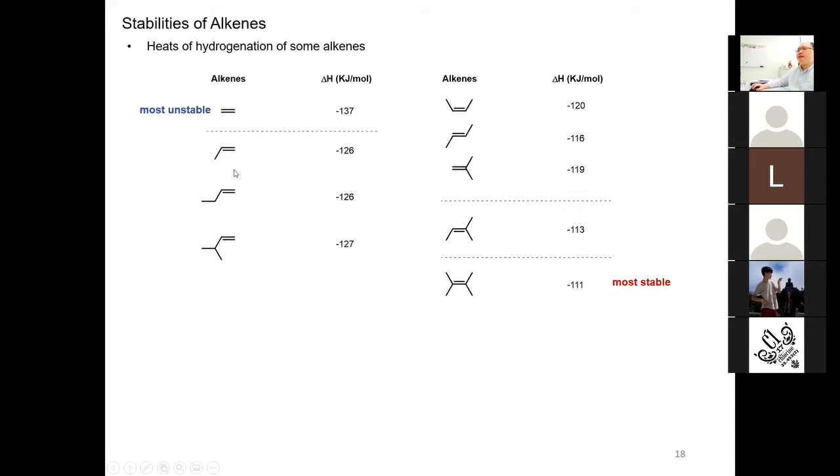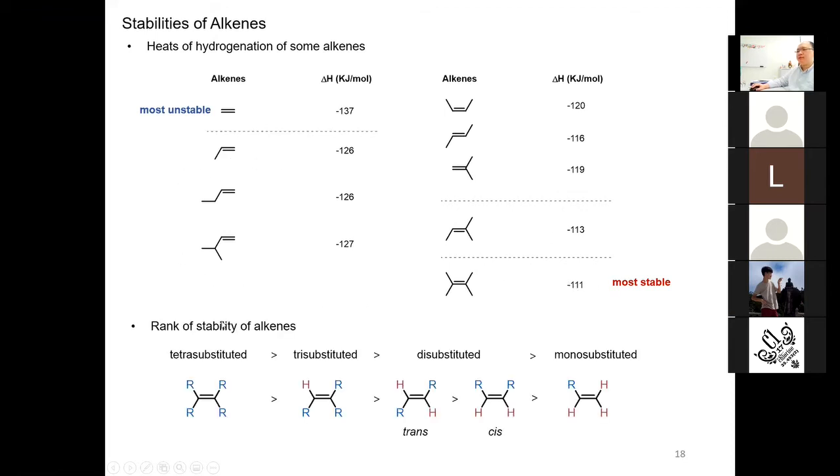You can summarize from this trend that the tetra-substituted olefin is more stable than tri-substituted and more stable than di-substituted. And as we just learned, among di-substituted olefins, trans is more stable than cis because the cis has steric strain, right? And the least stable olefin is mono-substituted olefins.